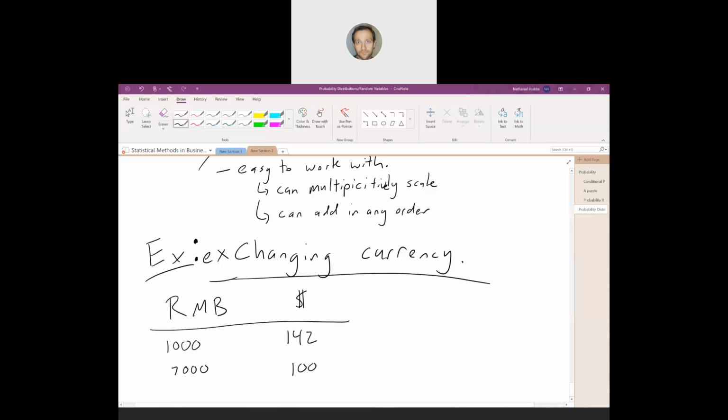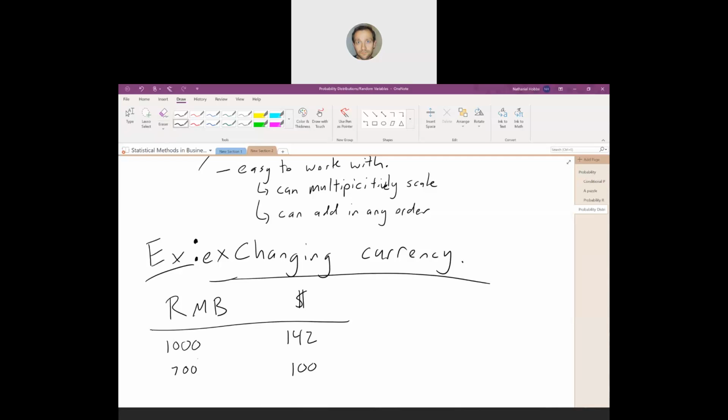Great. Okay, so this is the way that currency works, right? If you're coming from China with 1,000 renminbi in your pocket, you can turn it into $142 in the United States. Or if you have a $100 bill in your pocket in America and you go to China, I'm sorry, that should be 700. Then you can get about 700 renminbi.